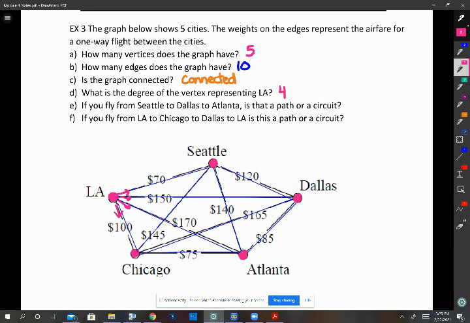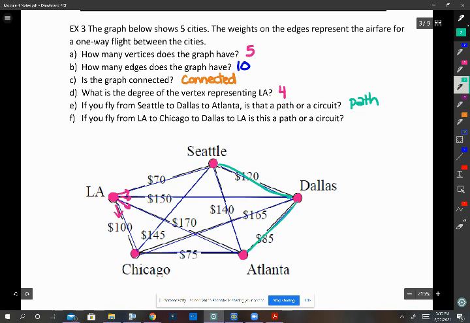And then it says, if you fly from Seattle to Dallas to Atlanta, think about what that is again. So we're flying from Seattle to Dallas, and then from Dallas to Atlanta. Is that a path or a circuit? That's a path because we just stay at Atlanta. It's like a one-way trip. We go from Seattle to Dallas to Atlanta, and then we stay there.